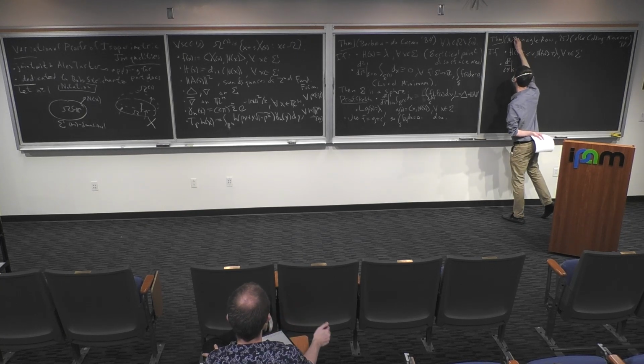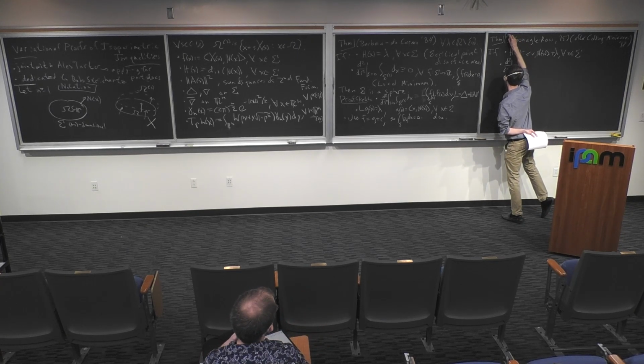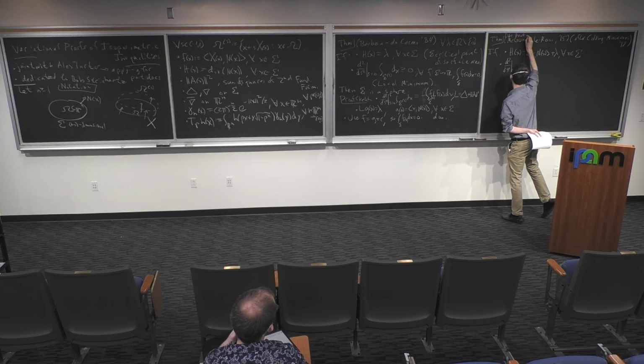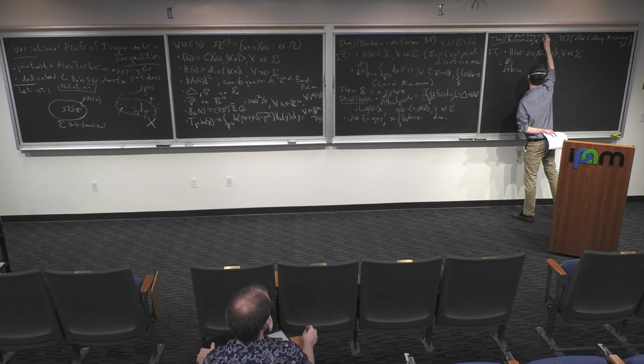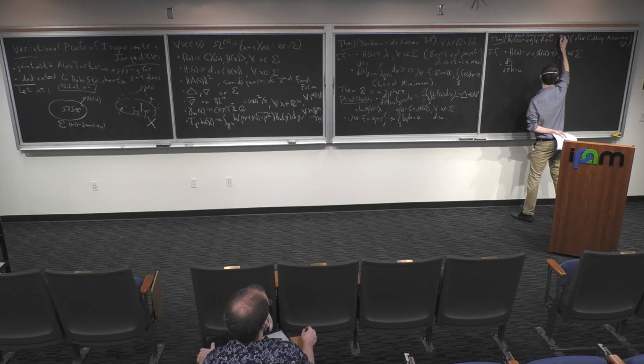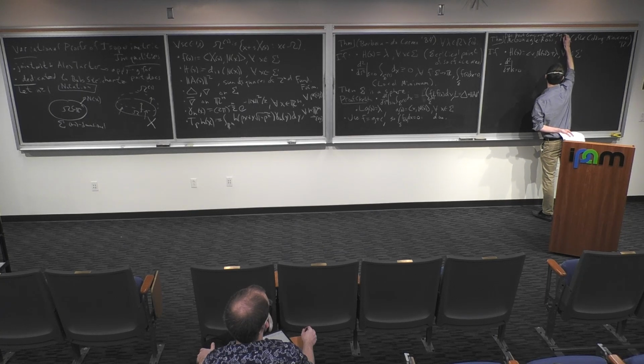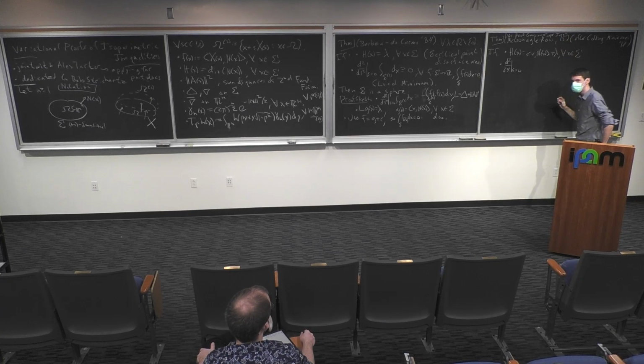So maybe I should say what I'm actually doing. This is the variational proof of the Gaussian isoperimetric inequality. I'm kind of squeezing this in here. I just want to be clear about what I'm doing. Okay, it's the same thing.